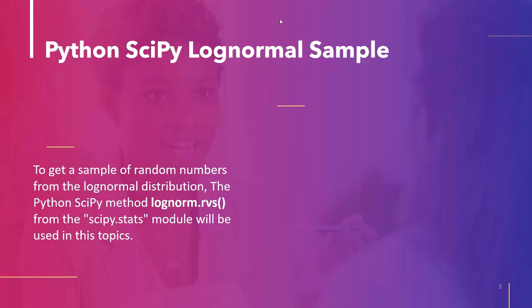The next topic is Python SciPy log normal sample. To generate a random number as a sample of the log normal distribution, in this topic we will use the method lognorm.rvs of Python SciPy that exists in the module scipy.stats. The syntax of the method is as follows: lognorm.rvs, where the parameter loc is used to provide the mean and has a default value of 0. Scale is used to indicate the standard deviation of the distribution or the sample that we want to generate.